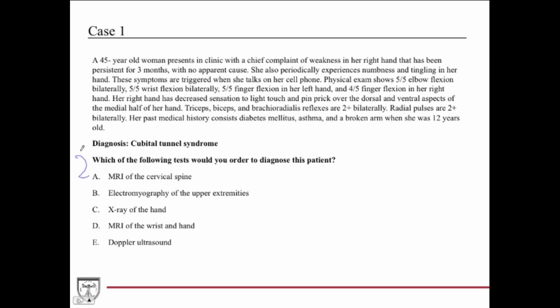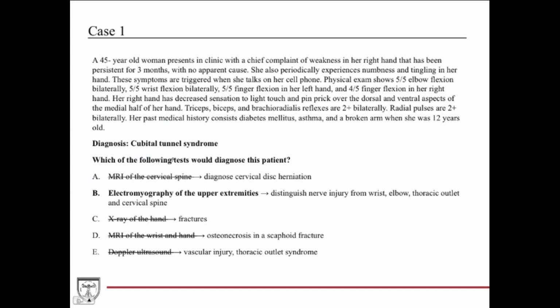This is kind of question 2 of this case. This is just to bring it full circle. So the patient has suspected cubital tunnel syndrome. What tests are you going to order to help diagnose it, really confirm it? Would you do an MRI of the cervical spine? Would you do an EMG of the upper extremities? Would you do an X-ray of the hand, MRI, Doppler ultrasound? Which one are you going to do?